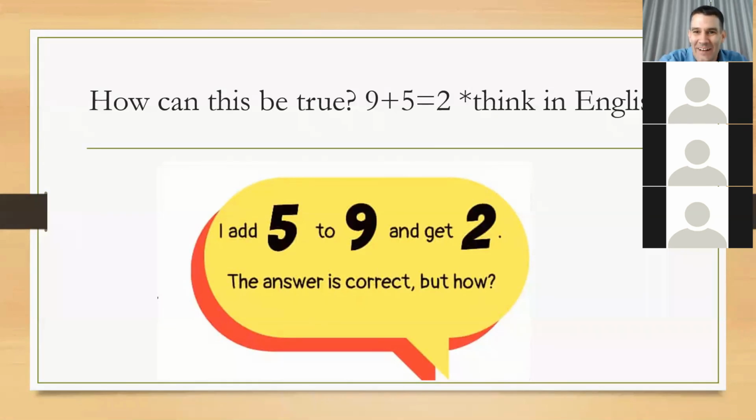I give you a little bit of a hint, to think in English. If you think in Thai, this is much more difficult, but in English, it can be done. Now, how can you have 5 plus 9 is 2? Or 9 plus 5 is 2? Can you think about it? Okay. No? Nobody? Scratching your head? Question mark?